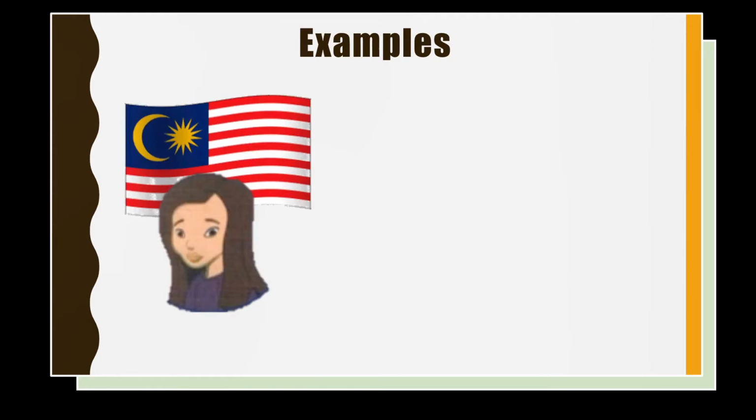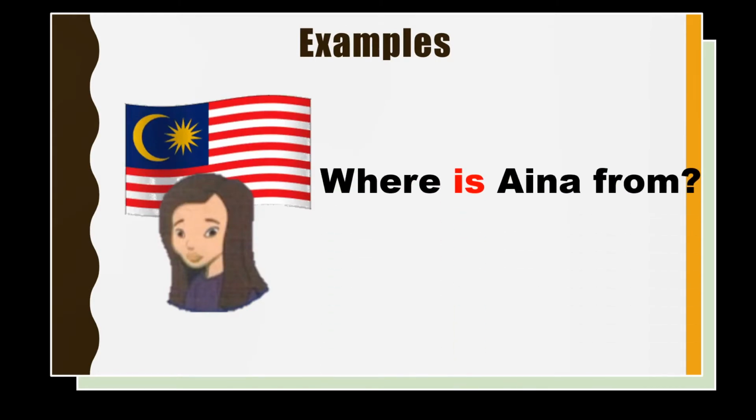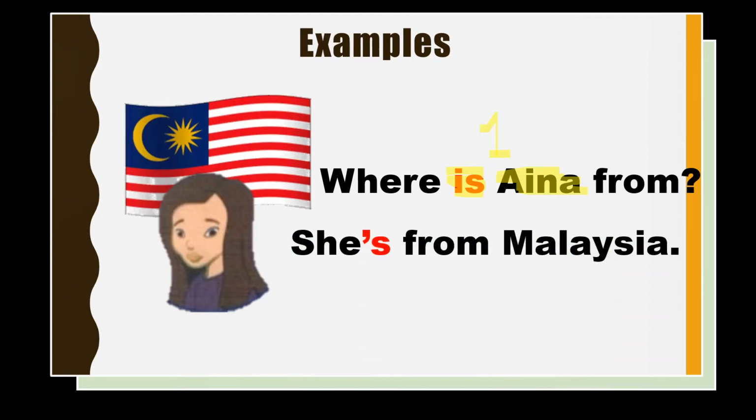Okay. Next we have Aina. Where is Aina from? When you see the word is here, it means that there's only one person. So Aina is a girl, so the answer should be she's from Malaysia. Why she? Because Aina is a girl. This is Aina. She's from Malaysia. Or you can also say she is from Malaysia.